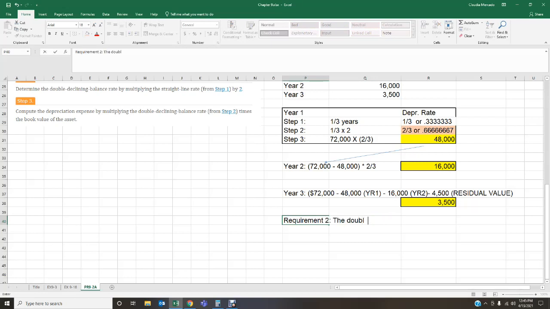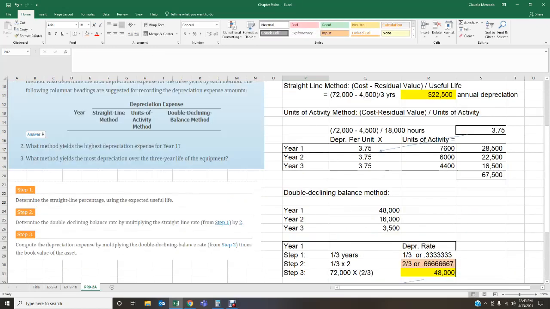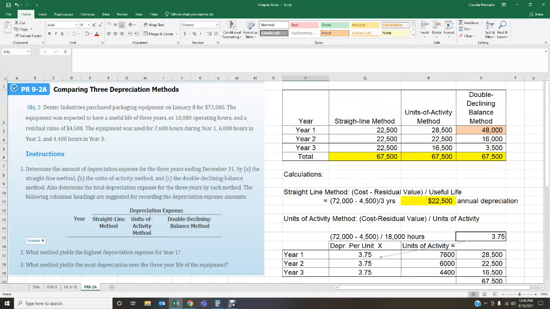Okay, the double declining balance method yields the most depreciation expense in year 1 of $48,000. Okay, so if we look at the 3, we compare the 3 for year 1. The one that yields the highest depreciation is a double declining balance. So that is requirement 2's answer.